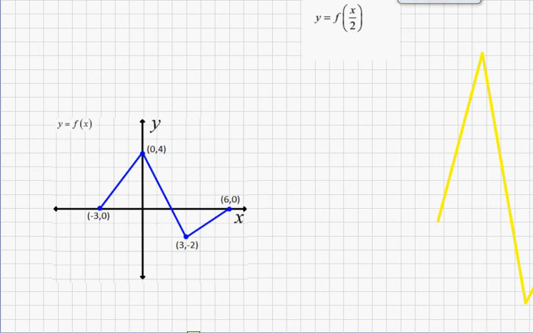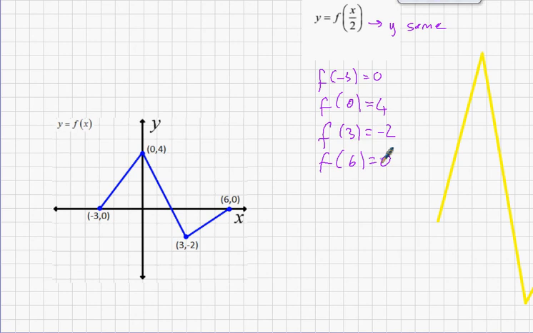When you do it in the homework, at home by yourself, we are affecting the x values, so y will be the same. Firstly, you will write each point. f of minus 3, f of 0: when x is 0, the result is 4. When x is 3, the result is minus 2. When x is 6, 0. So these are y values. From the notebook, you can remember it. Then you will write here y is equal to f of x over 2.